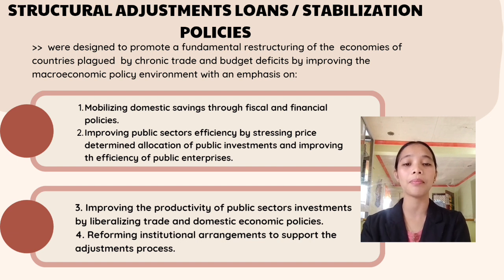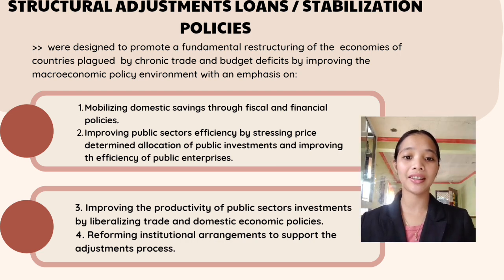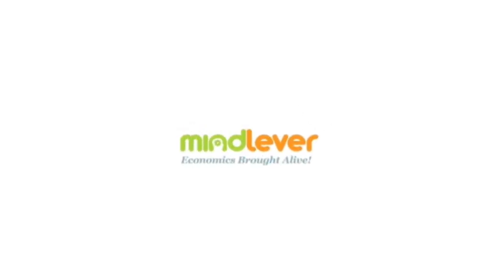Structural adjustment loans and stabilization policies were designed to promote a fundamental restructuring of the economies of countries plagued by chronic trade and budget deficits by improving the macroeconomic policy environment with an emphasis on mobilizing domestic savings through fiscal and financial policies, improving public sector efficiency by stressing price-determined allocation of public investment, and improving the efficiency of public enterprises, improving the productivity of public sector investments by liberalizing trade and domestic economic policies, and lastly, reforming institutional arrangements to support the adjustment process.